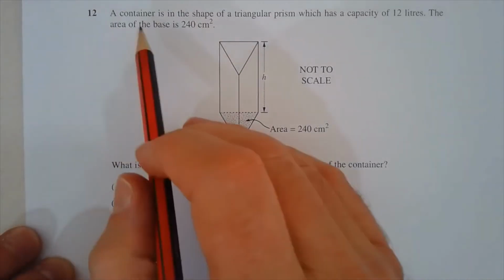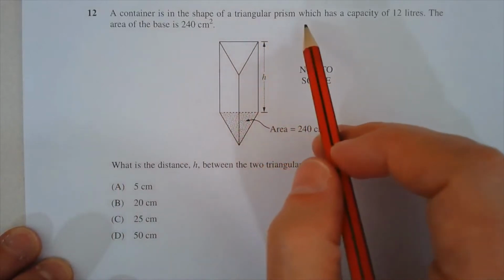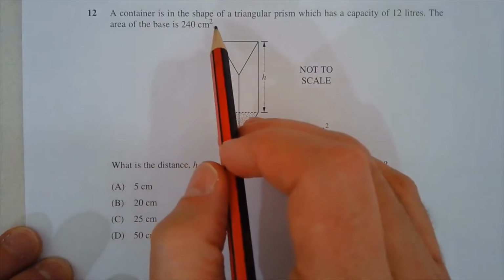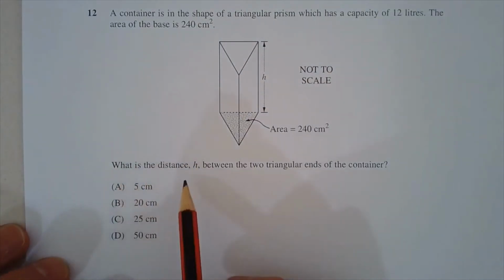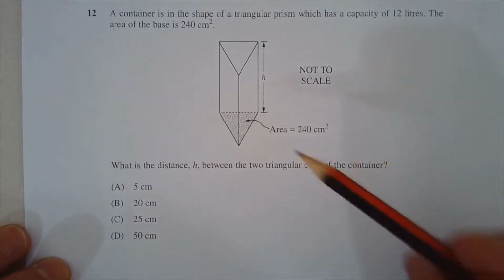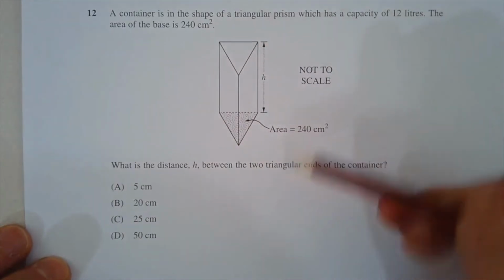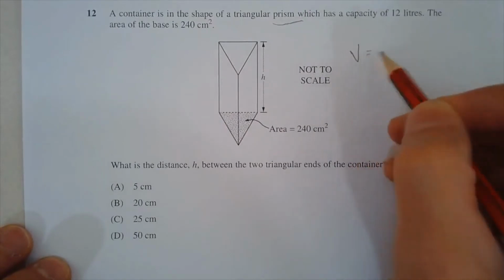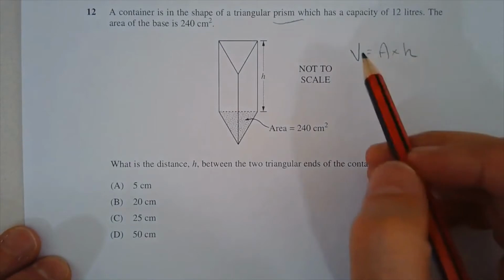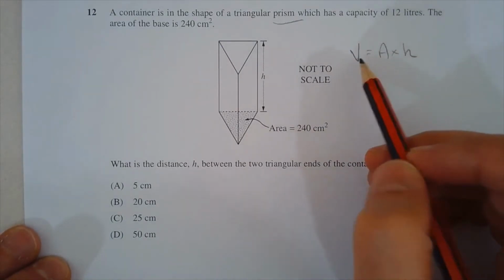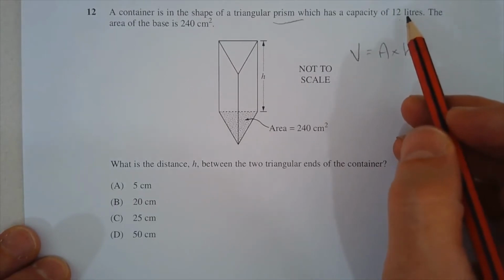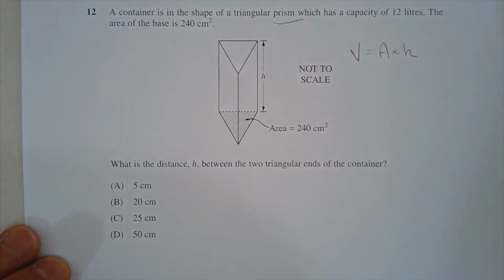Question 12. A container is in the shape of a triangular prism which has a capacity of 12 litres. The area of the base is 240 square centimetres. What is the distance, h, between the 2 triangular ends of the container? So first of all, this is a prism, which means volume is equal to the area of the base multiplied by perpendicular height. Now, we know what the volume is. In fact, we're given the volume in the form of capacity. So that's 12 litres.